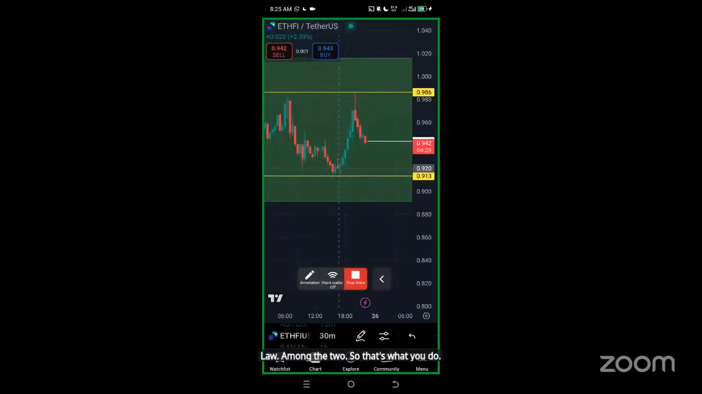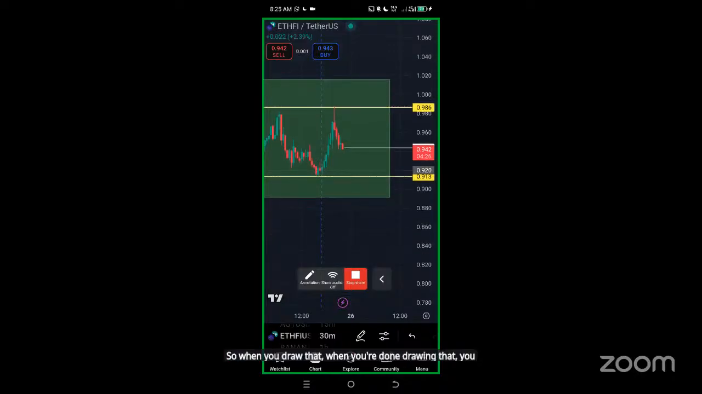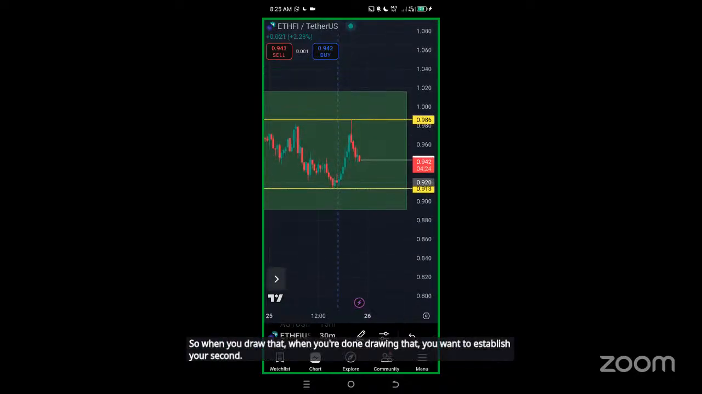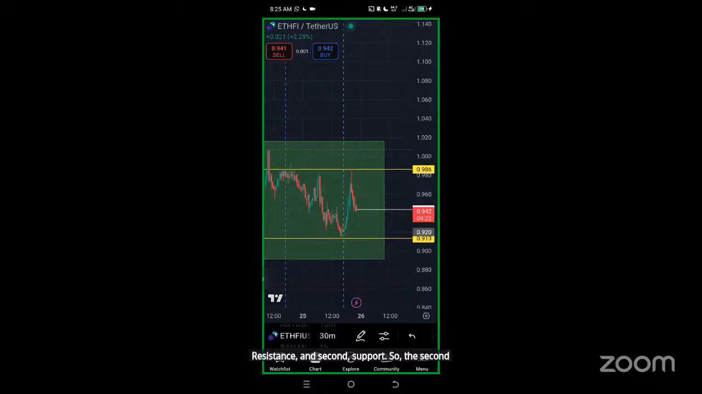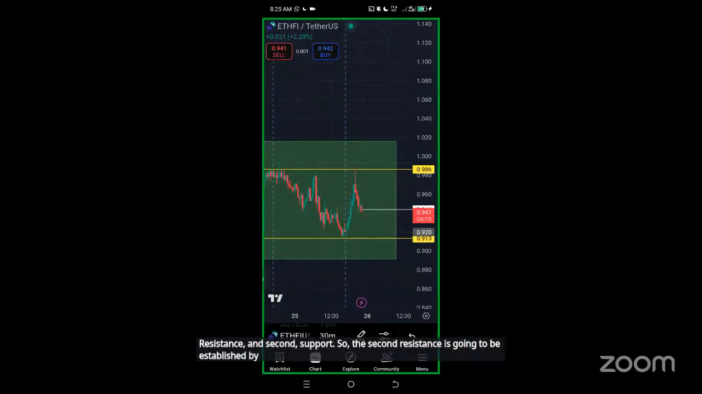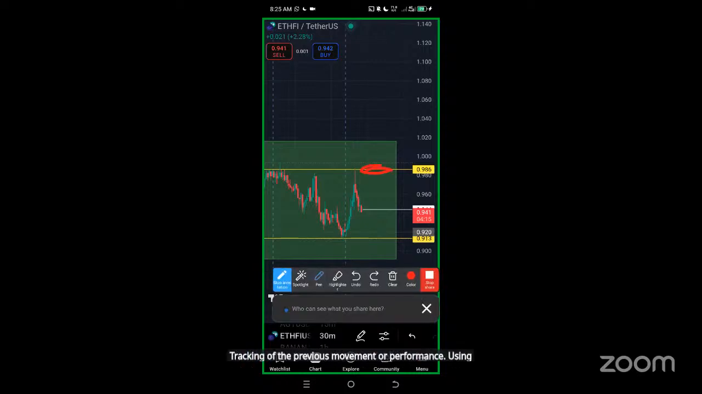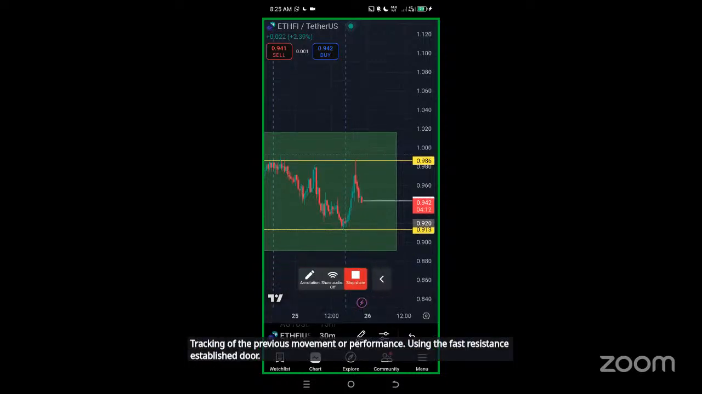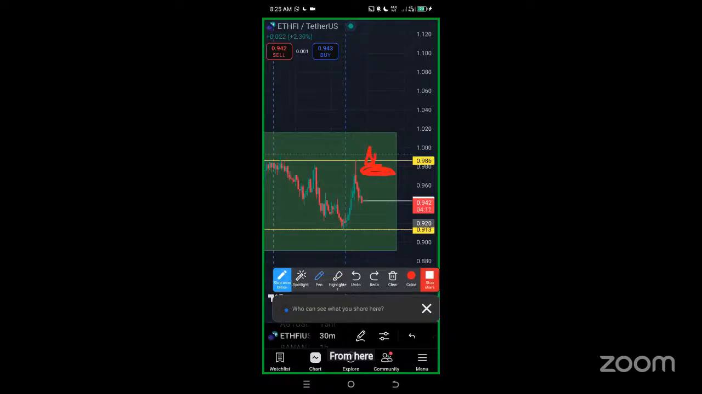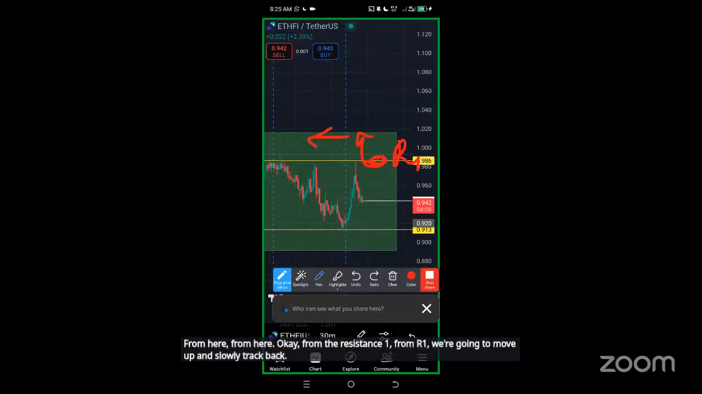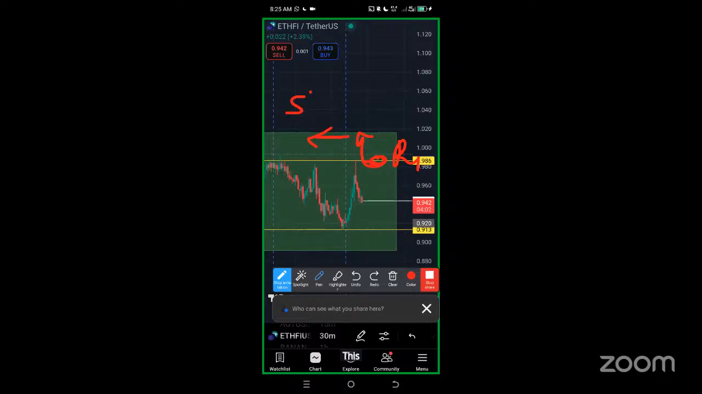So when you're done drawing that, you want to establish your second resistance and second support. The second resistance is going to be established by basing our tracking of the previous movement on the first resistance established. So from here, from resistance one, R1, we're going to move up and slowly track back. This most recent swing high with reference to the first resistance becomes our resistance two.